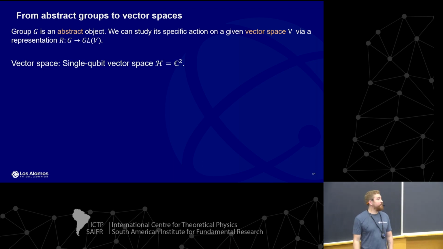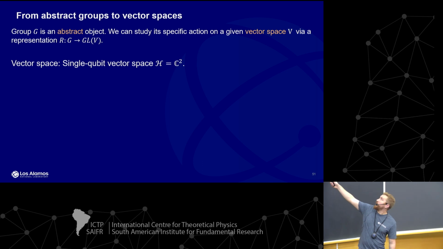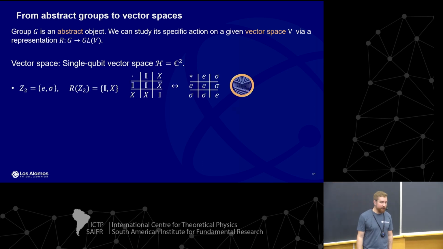So let's consider an example. What if I give you a single qubit Hilbert space, C2? Can we find different groups that act on this vector space? We already know that we have the Z2 group. And what if I give you this representation? It maps e to the 2 times 2 identity matrix, and it maps sigma to the Pauli X matrix. You build their composition table, and you see that they match. So that means that bit flips are a representation of Z2, because their Cayley tables match. They satisfy the fingerprint of the discrete group.